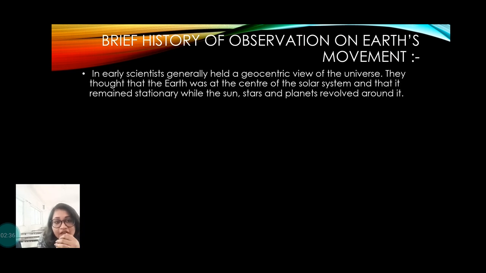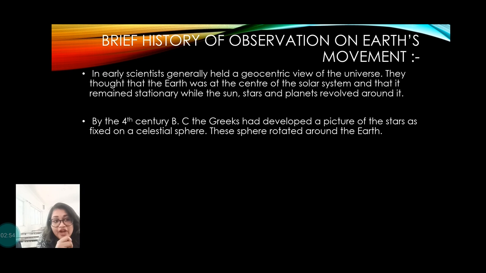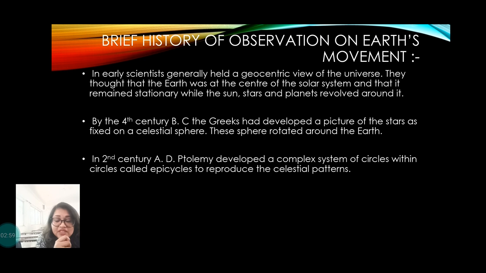First, early scientists generally had a geocentric view of the universe. They thought that the earth was the center of the solar system and that it remained stationary, while the sun, stars and the other planets revolve around it. But by the 4th century BC, the Greeks developed a picture of the stars fixed on a celestial sphere, and that sphere rotates around the earth.